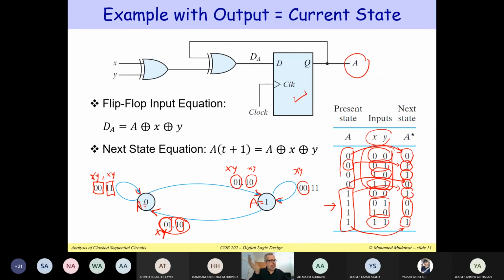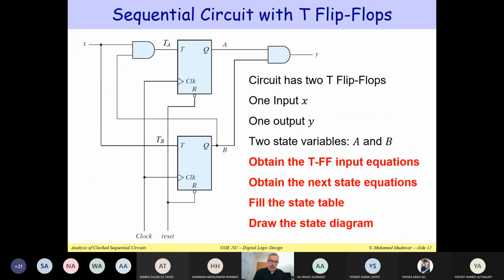Is this clear? Any question about this? I do have more examples. Let us move on.